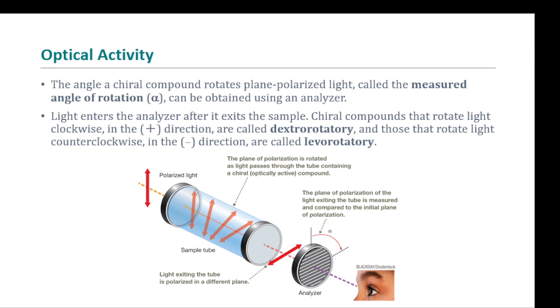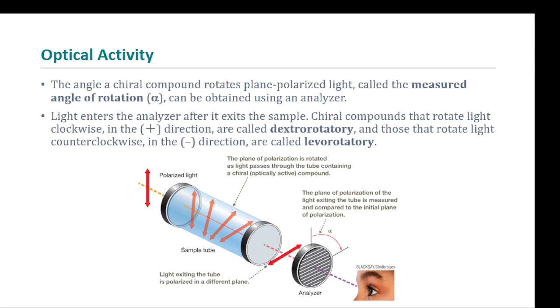Now, if you do this before a sample, and that sample is chiral, that sample will actually rotate the light in one given direction. The angle a chiral compound rotates plane polarized light is called the measured angle of rotation. It's given the symbol alpha. And yes, chemists have absolutely no naming imagination at all, which is actually really great when you're learning it, right? Literally, we're measuring an angle of rotation.